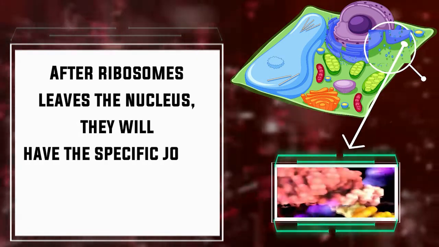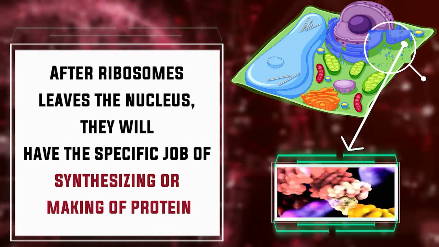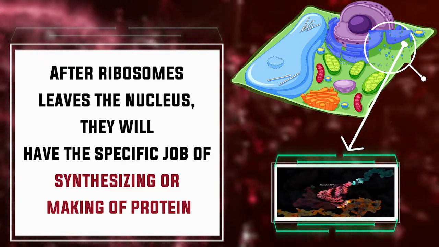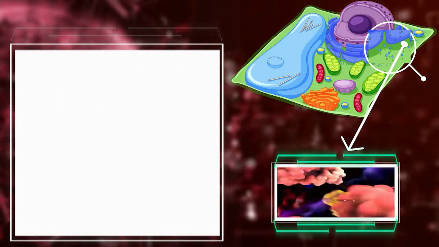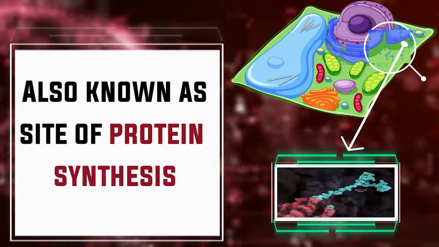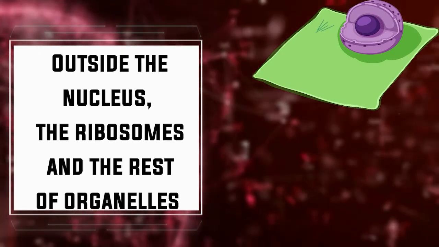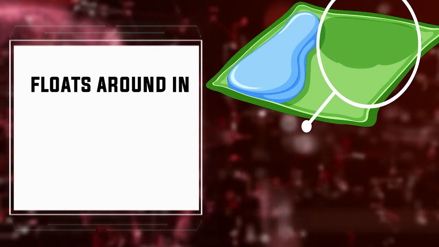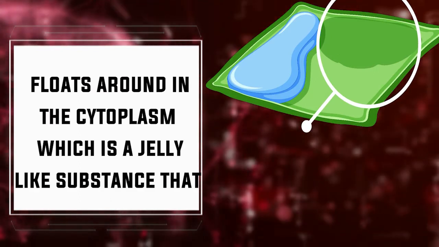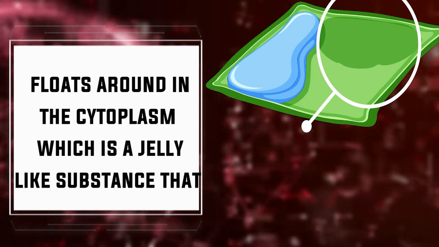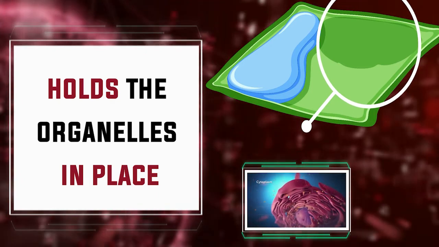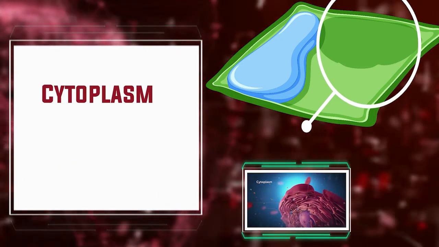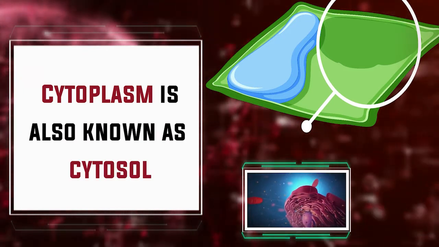After ribosomes leave the nucleus, they will have the specific job of producing or synthesizing proteins. Therefore, ribosomes are also known as the site of protein synthesis. Outside the nucleus, the ribosomes and the rest of the organelles float around in this jelly-like substance known as cytoplasm. One important function of cytoplasm is that it holds the organelles in place. Cytoplasm is also known as cytosol.